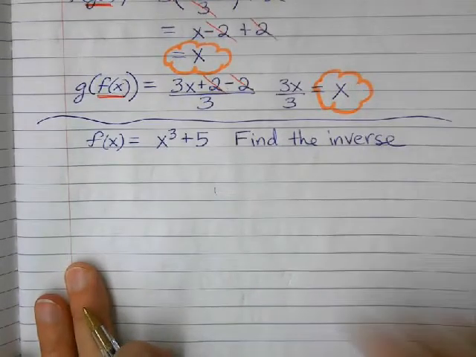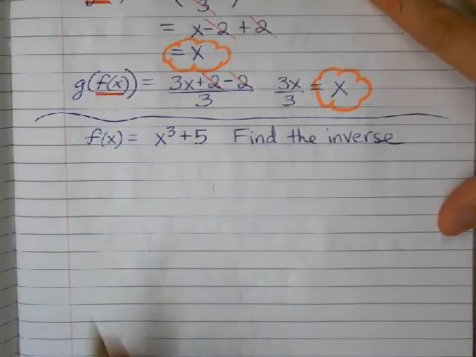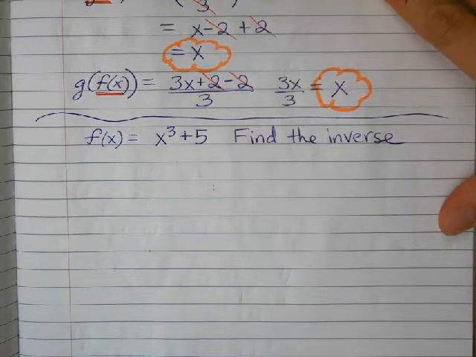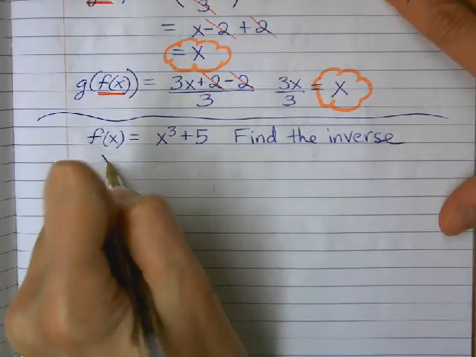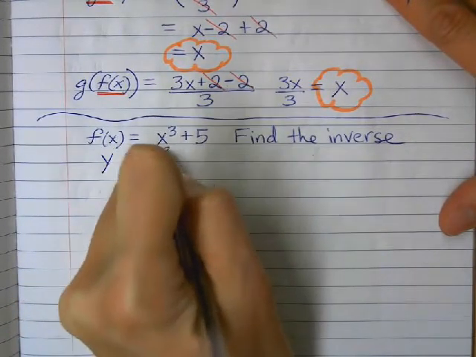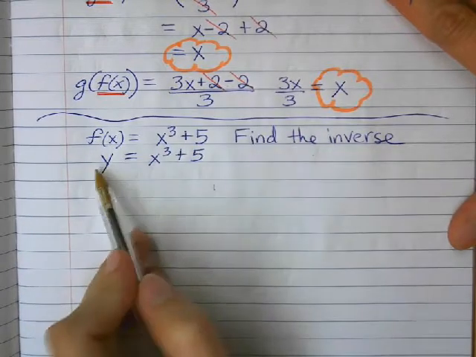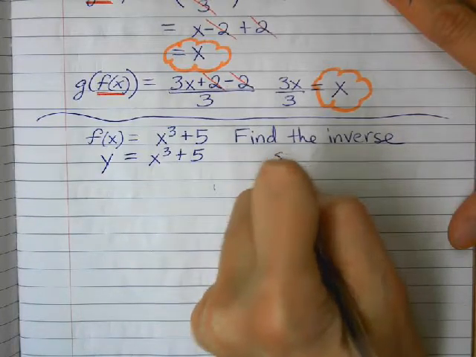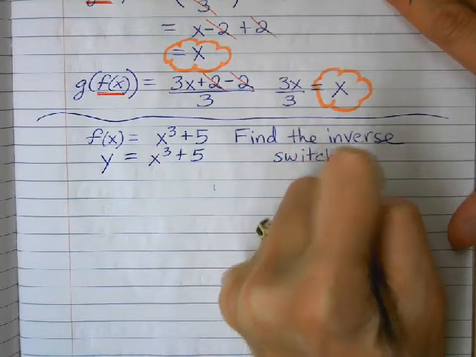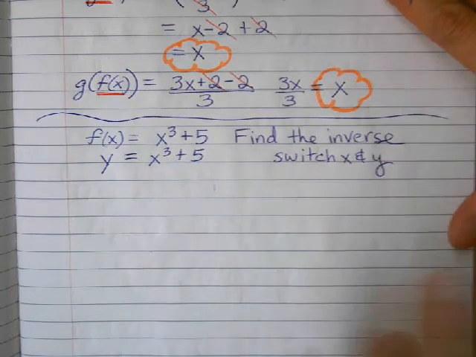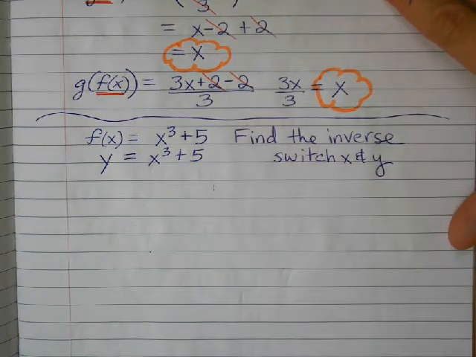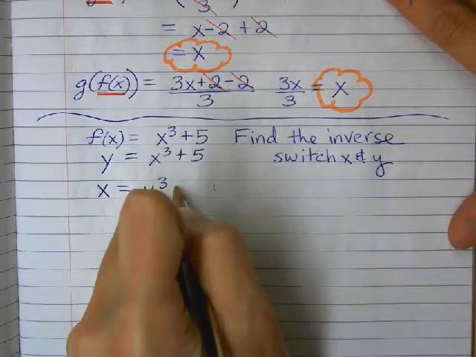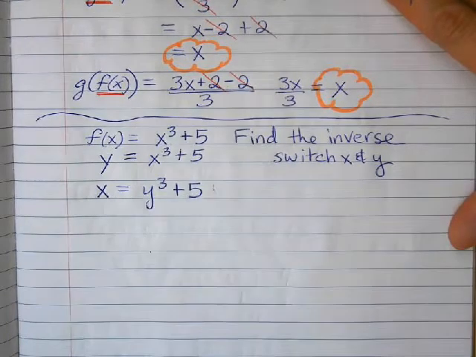Okay, so how do you do that? Well, it's pretty simple. When you see the f of x, write that as the letter y first off. f of x is the same as y equals. So write y equals instead of f of x. Then you literally have to switch x and y around. The y becomes an x and the x becomes a y. So now it says x equals y to the third plus 5. You switch the x and the y, see that?